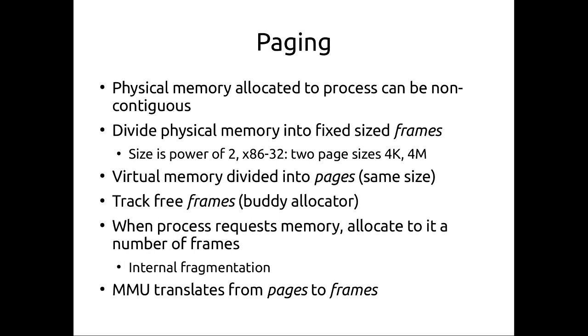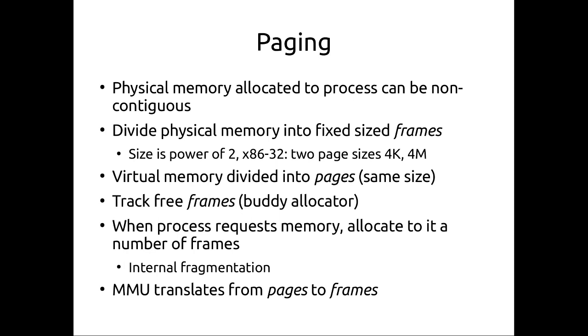So the whole idea behind paging is that we divide physical memory into frames that are all a power of 2, and different systems will provide different frame and page sizes. I'm going to be focusing on 4 kilobyte page and frame sizes. So physical memory is divided into these 4 kilobyte regions that are aligned on a 4 kilobyte boundary. Virtual memory is comparably divided into pages, which are the same size as the frames.